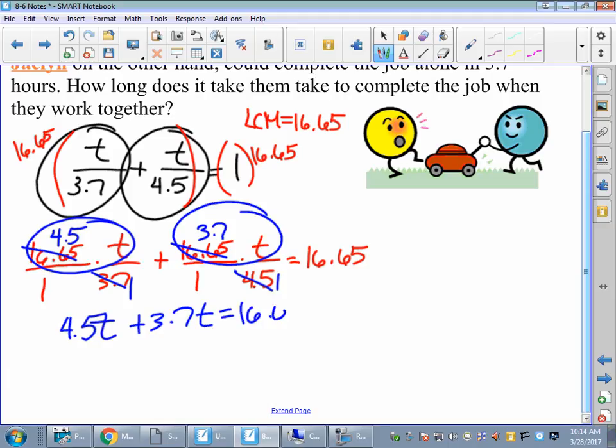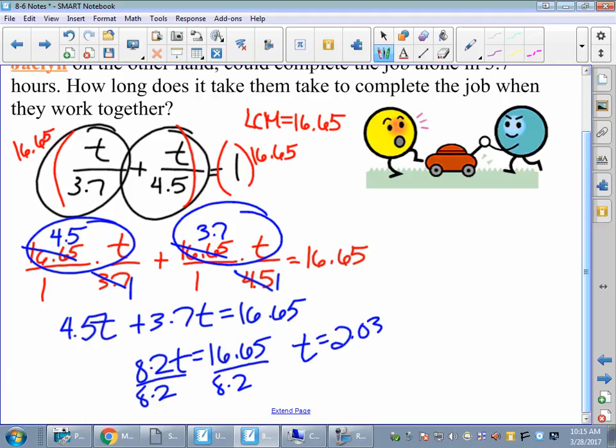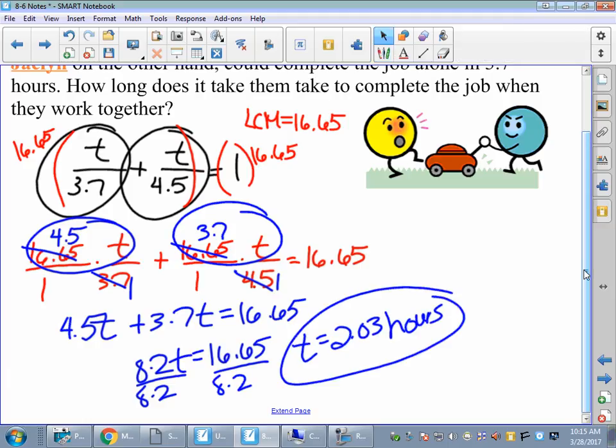And it equals 16.65. So 4.5 plus 3.7 is 8.2. t is equal to 16.65. When you divide by 8.2, you get 2.03 hours. So time is equal to 2.03 hours. If they work together, they should be able to complete the job faster. Make sense of it: it should be faster than both their individual times if they're working together.